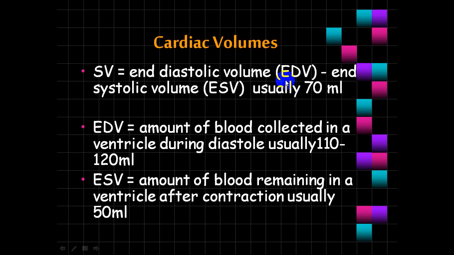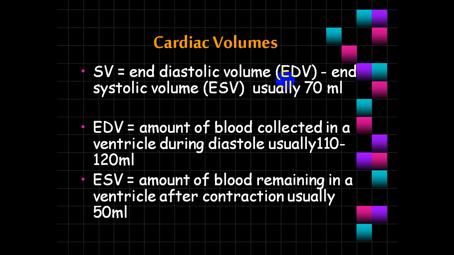Cardiac volume we discussed in the previous lecture. Better to remind you again that stroke volume is the end diastolic volume minus the end systolic volume, which is 120 minus 50, in a young adult or adult usually 70 ml.